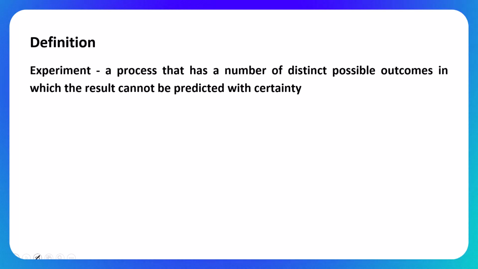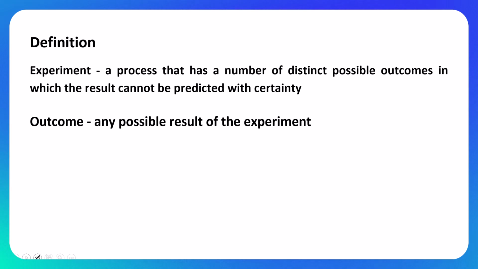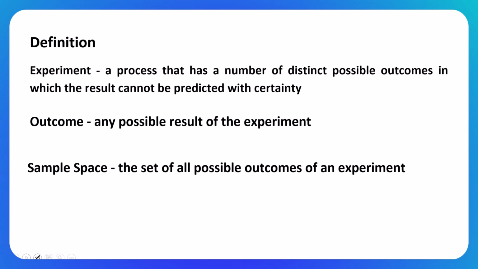All right, other definitions. An experiment is a process that has a number of distinct possible outcomes in which the result cannot be predicted with certainty, because with an experiment, there are a lot of factors that can vary the outcome. The outcome is any possible result of the experiment. The sample space is the set of all possible outcomes of the experiment.